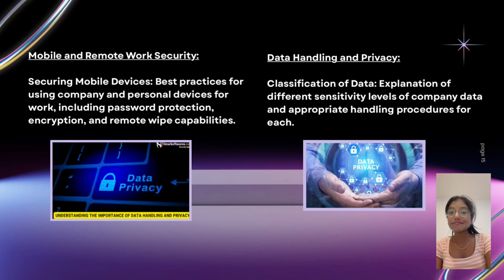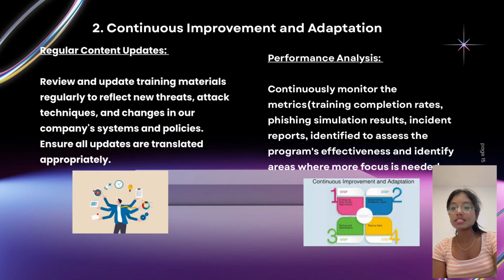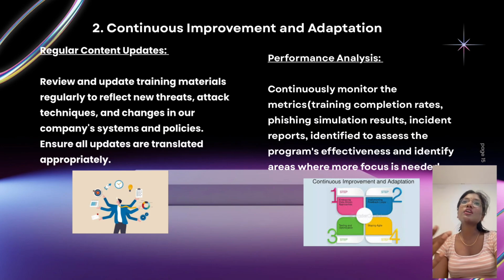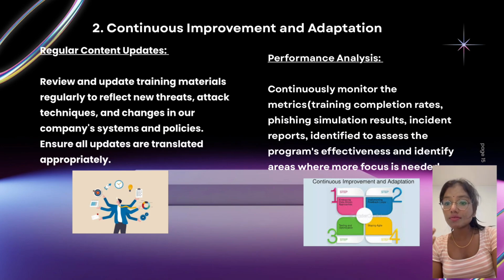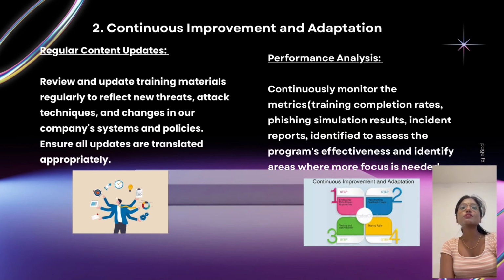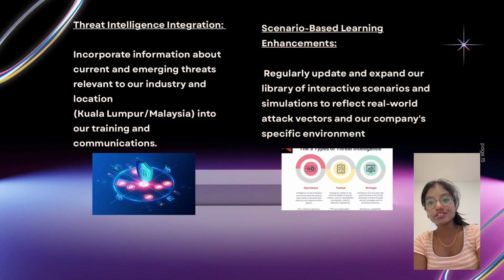Next is data classification, identifying different sensitive data, levels of company data, and appropriate handling procedures. Then performance analysis, continuously monitoring the metrics and phishing simulation results, such as the effectiveness and the incident rate when needed. So by using performance analysis, we can see which system is weak and which we can update so that it can reduce the risk from threat intelligence.